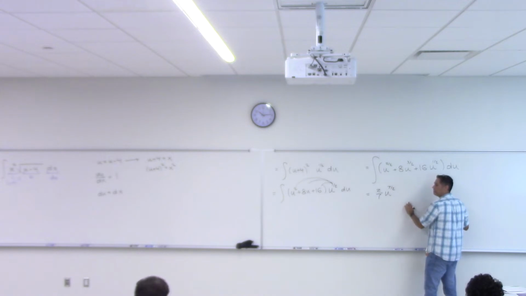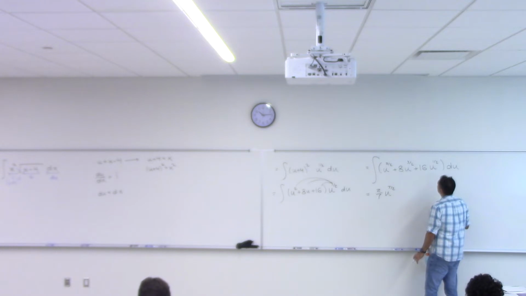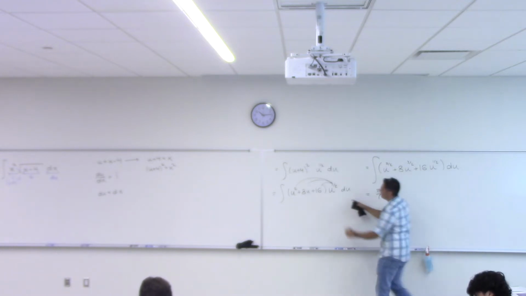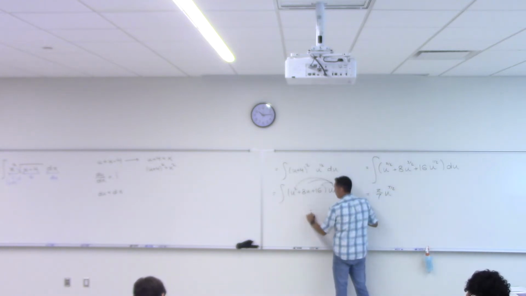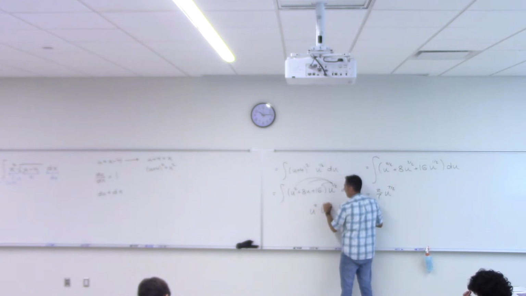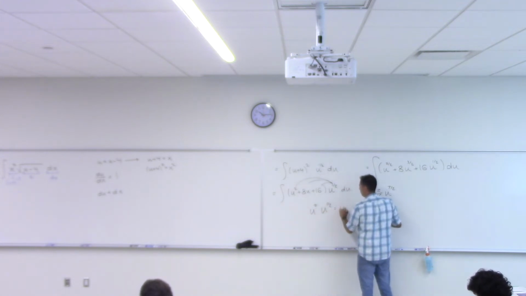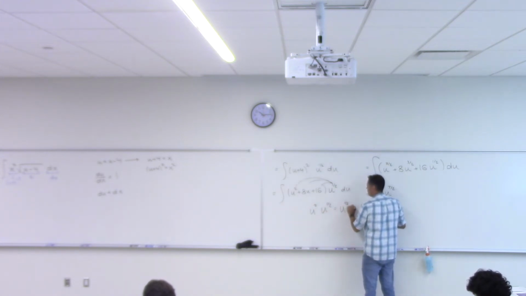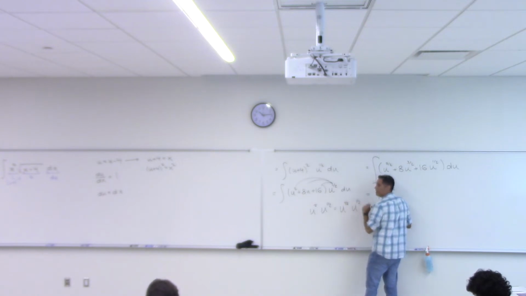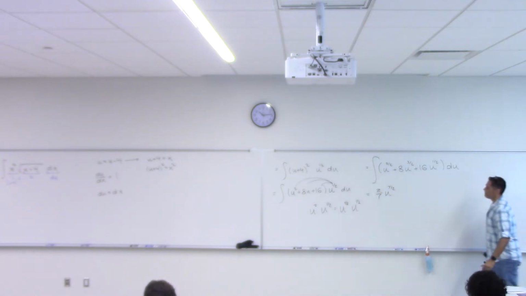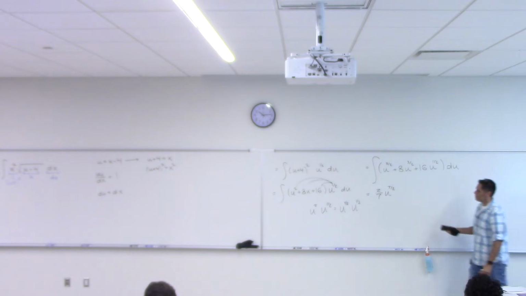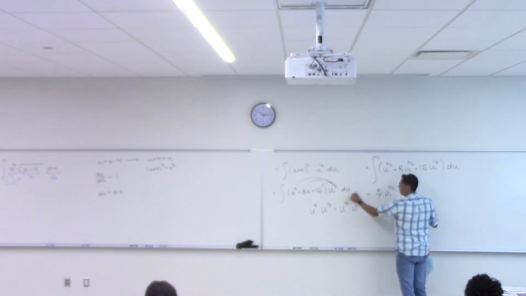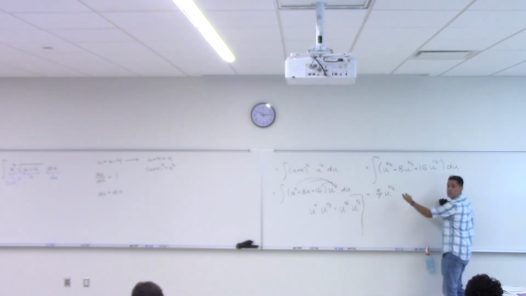Amy, you all right? Ask a question. And where do you get the 5 over? I'm doing this times this, right? So I'm doing u squared times u to the half, which is the same as u to the 4 over 2 times u to the 1 over 2, and then add the exponents. Yeah, like that. Okay, now I'm just doing the power rule.